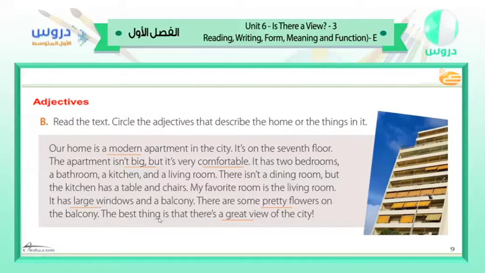The best thing is that there is a great view of the city. There is a great view of the city. Great also is an adjective. Well, gentlemen, here we learned about adjectives and also about commas. We have many adjectives here. We have modern, big, comfortable, pretty, large, and great. All of these we call adjectives.